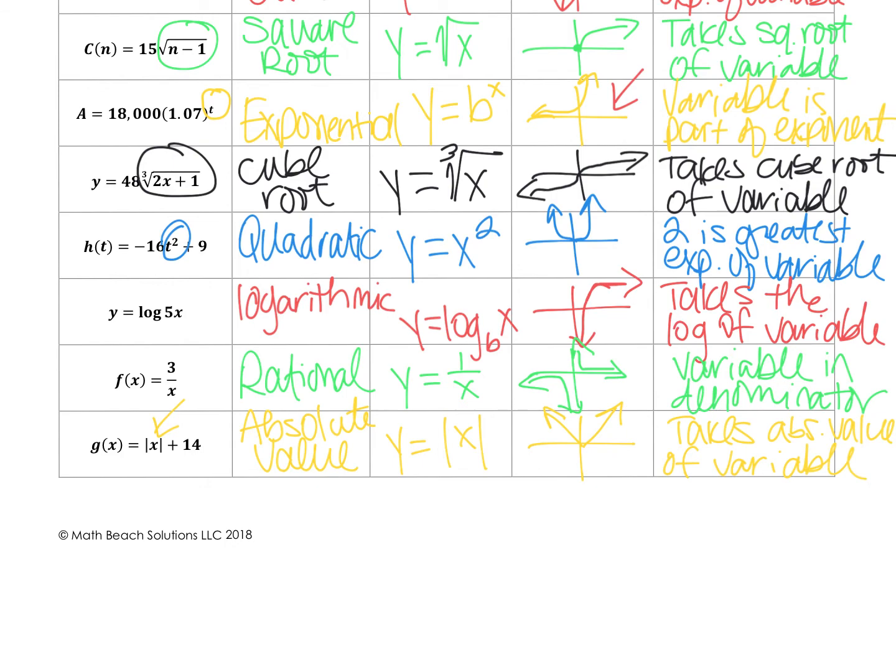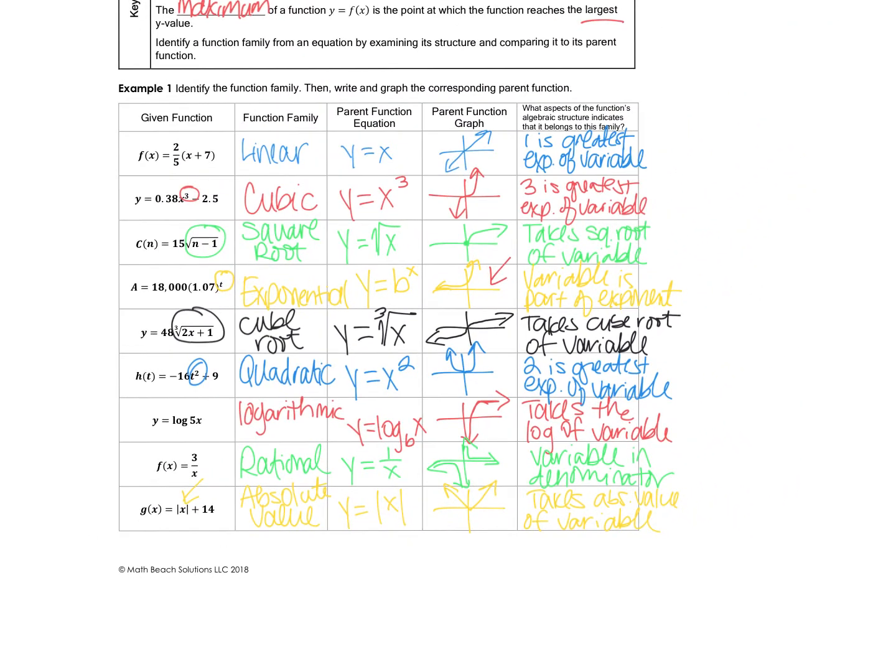Okay, so those are all the different types of functions that we're going to be looking at in Algebra 2 this year. So you need to be familiar with all of them. You need to be able to recognize them on the equation and then also on the graph. So now let's take a look at the back.